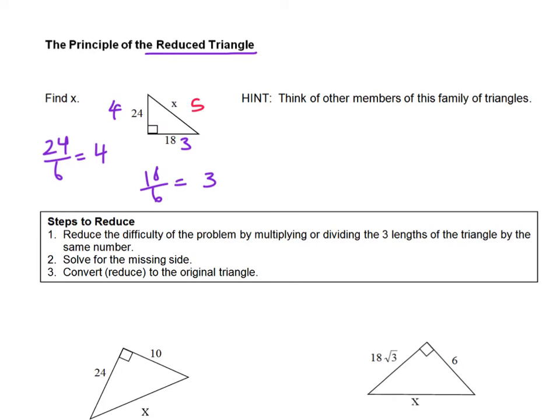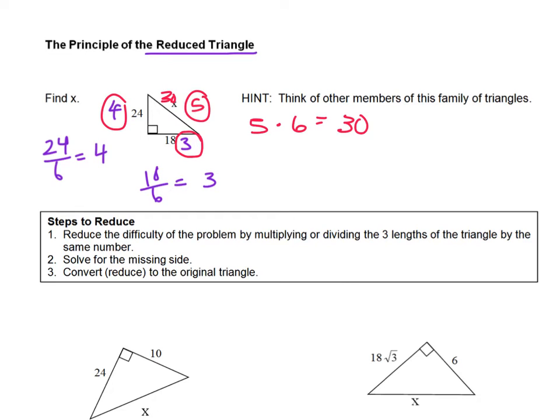Now, x does not equal 5 because 5 would be part of the reduced triangle, the 3, 4, 5. And what we did, see how we divided by 6 to get the reduced numbers? So if you're starting with the reduced number of 5, if you multiply it by 6, that's going to get you the value of x. So x equals 30. But we used the principle of a reduced triangle, the 3, 4, 5, to figure that out.